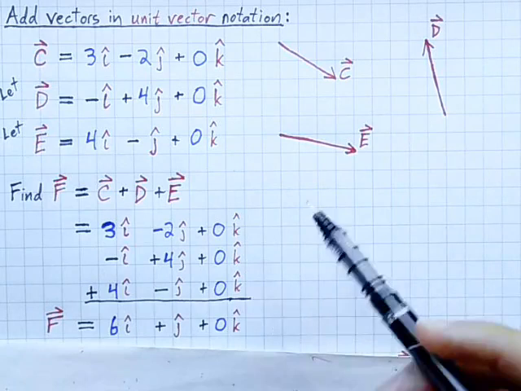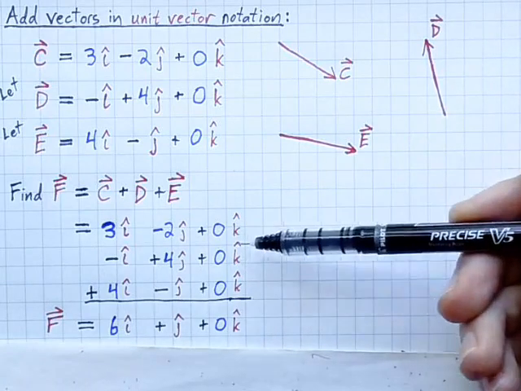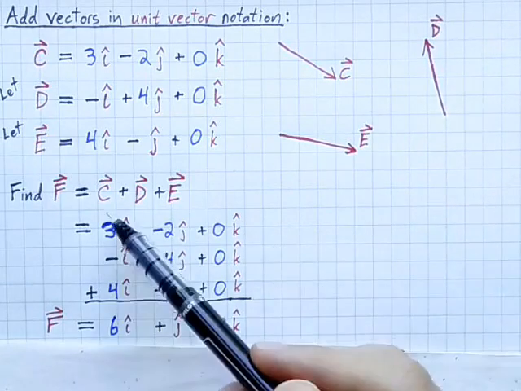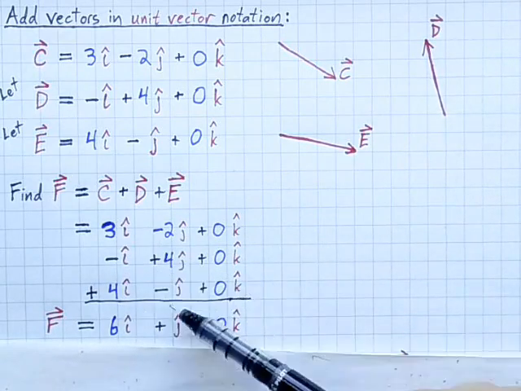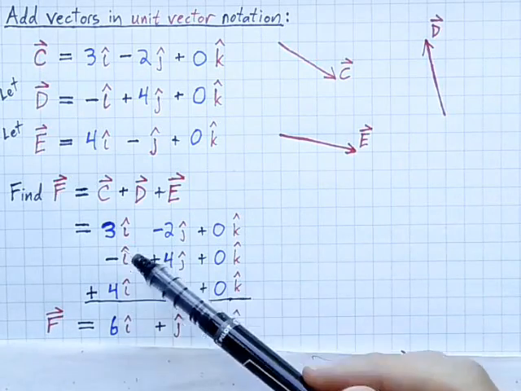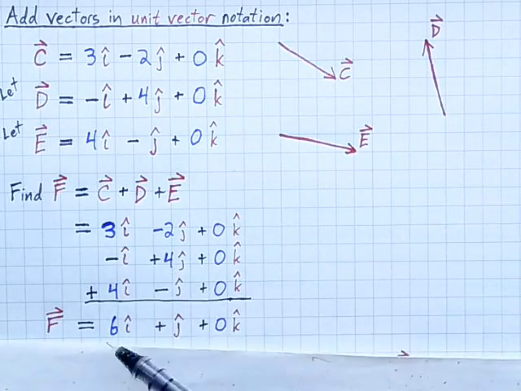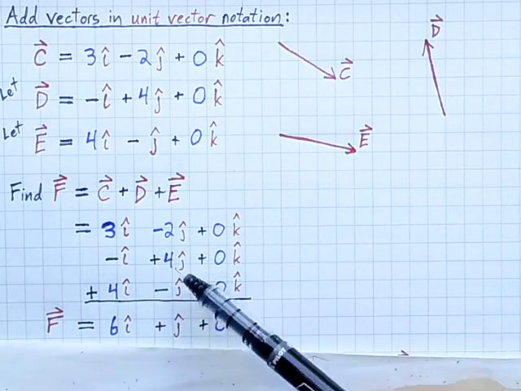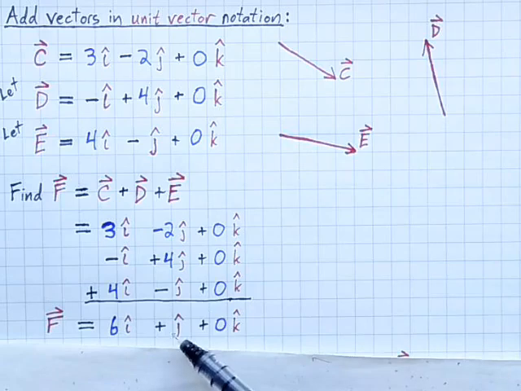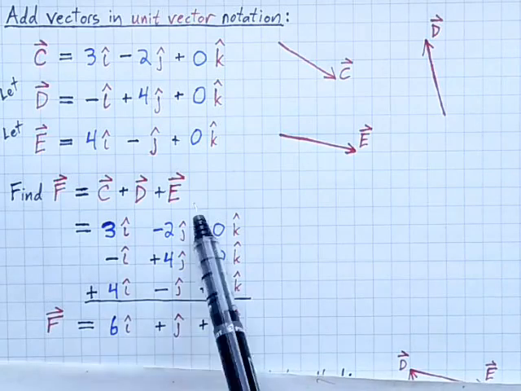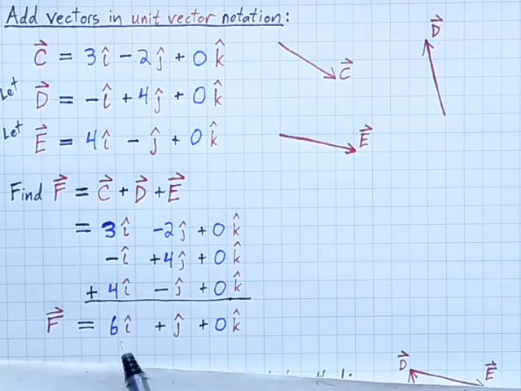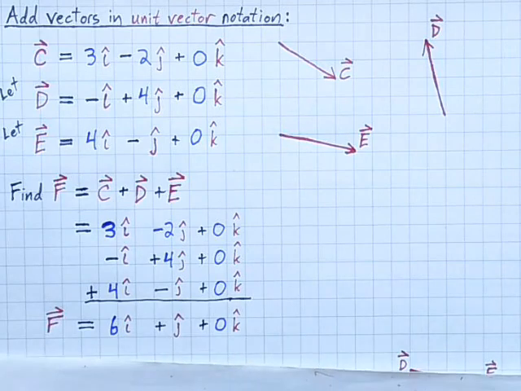E. And if we line the three vectors up, C, D, and E, we just simply add down the column. Add all the x components, add the y components, and add the z components. So 3 minus 1 plus 4 is 6. Minus 2 plus 4 minus 1 is plus 1, and then zeros. So here is the sum of those three vectors. F is 6i hat plus j hat. That's the vector F. What does it look like?